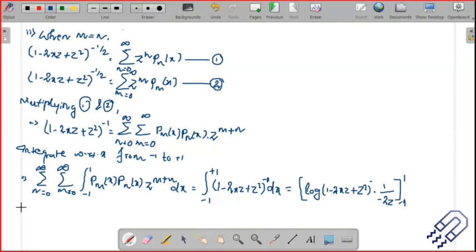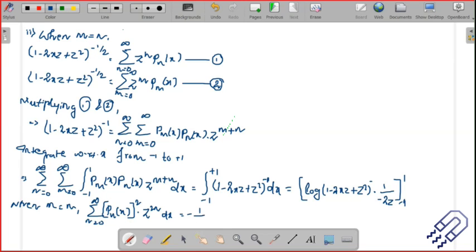So what happens now is, when m is equal to n, we have to find out. When m is equal to n, two summations don't make any sense. There will be only one summation, since m and n both are the same. So n is equal to 0 to infinity, this is Pn(x), and this is also Pn(x), so I can write it as Pn(x) square, and then this is z^(m+n), so this will become z to the power 2n dx.